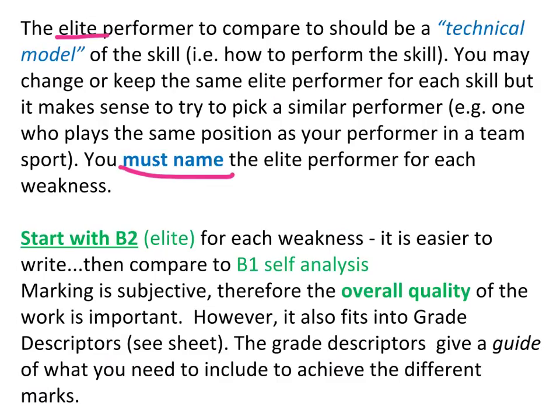It makes sense to start with B2, even though that comes second on the spec. So the elite performer, because it's easier to write the elite performer one. You're starting from how it should be done, if you like, and then it's probably easier to compare yourself to how the elite performer does it.